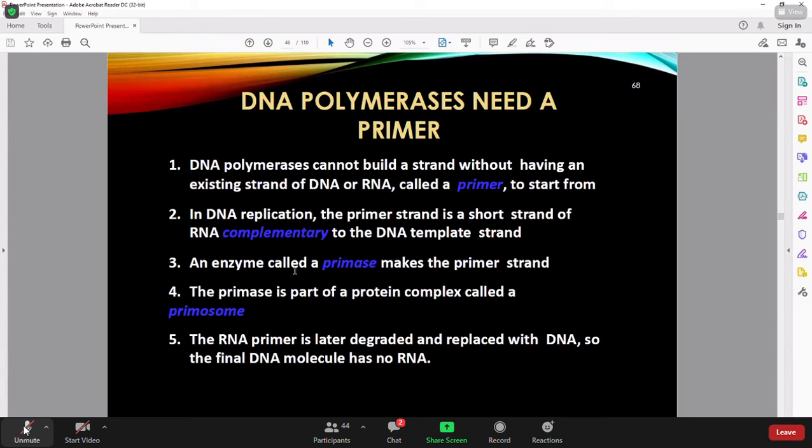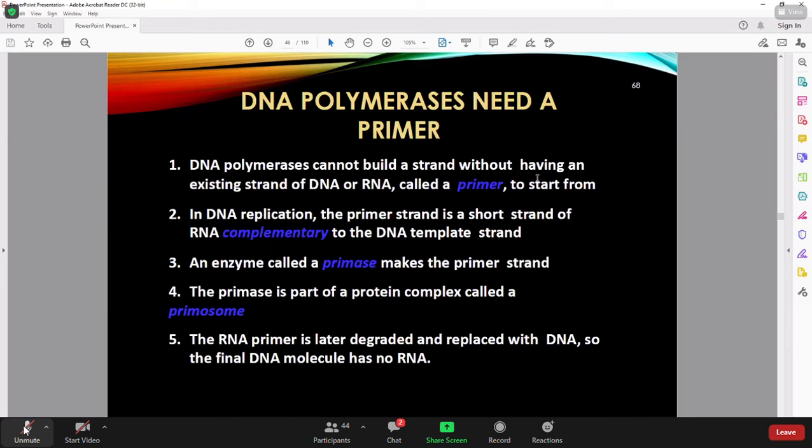Okay, so let's look at DNA polymerase. DNA polymerase cannot build a strand without an existing strand of DNA or RNA called a primer. So primer is a very important piece of DNA. If we want to do PCR, we need to design our own primer based on the sequence. Let's say I would like to amplify a binding protein gene. Based on the sequence, I need to design a primer. So it's very important. But in a biological system, we have the primase enzyme.